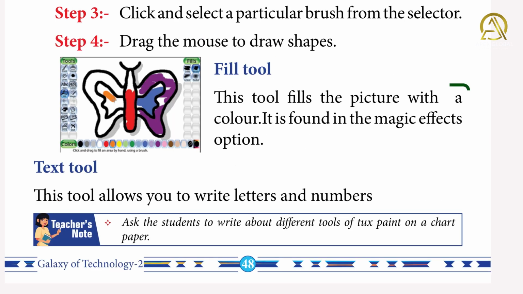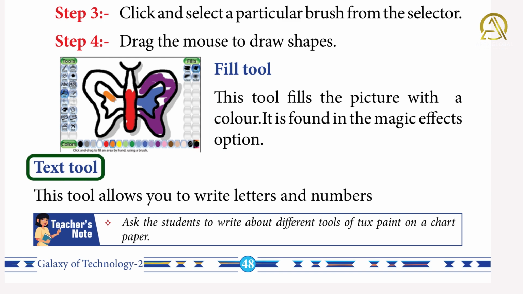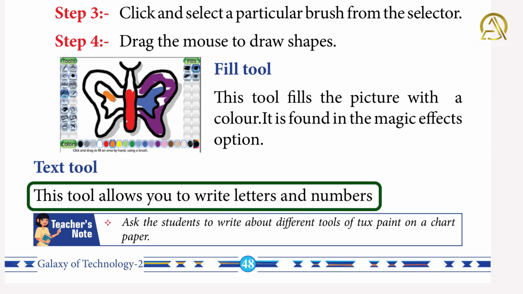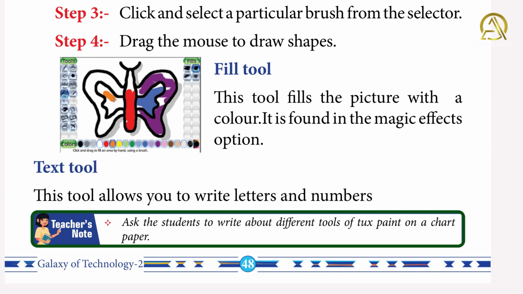Fill tool. This tool fills the picture with a color. It is found in the Magic Effects option. Text tool. This tool allows you to write letters and numbers. Teacher's note. Ask the students to write about different tools of Tux Paint on the chart paper.